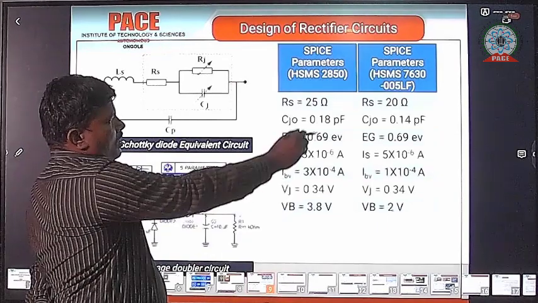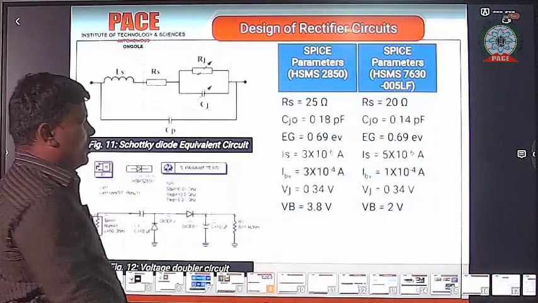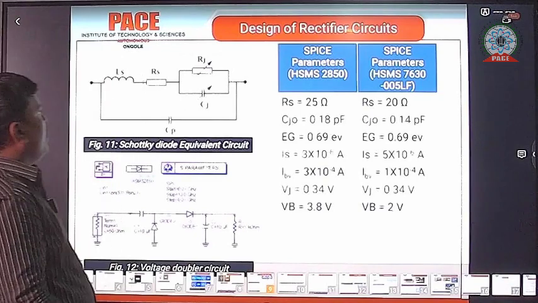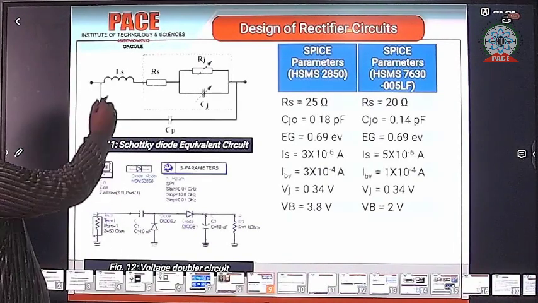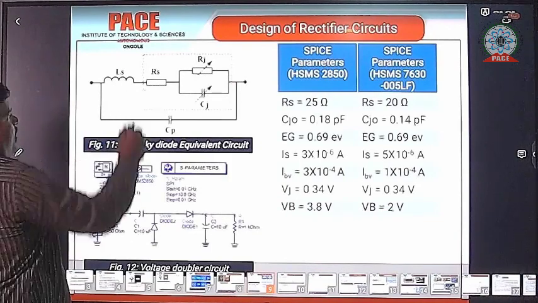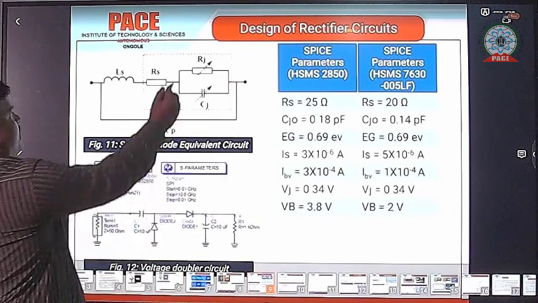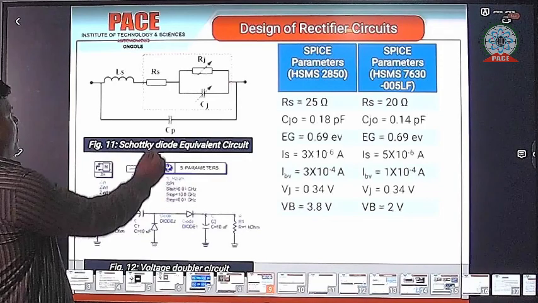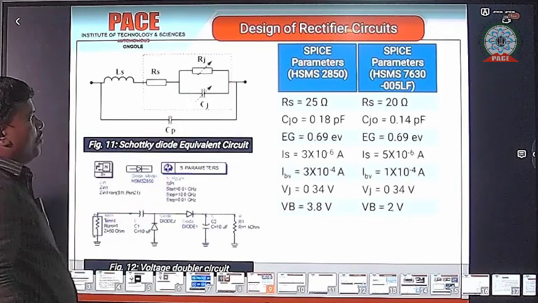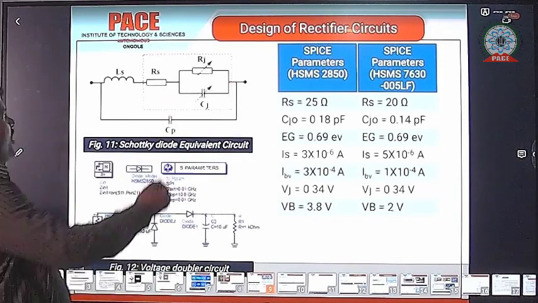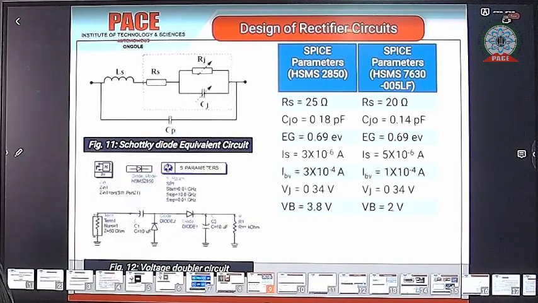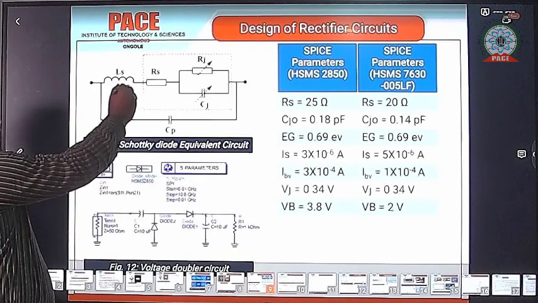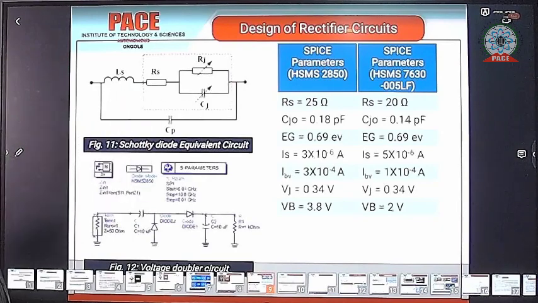So this is the internal diagram of the diode. LS is the series inductance, next RS is the series resistance, then the junction capacitance, or parasitic capacitance. Due to frequency and temperature, these parameters will vary: junction resistance and junction capacitance. So this is a diode equivalent circuit. In our rectifier portion, we consider a voltage doubler circuit.